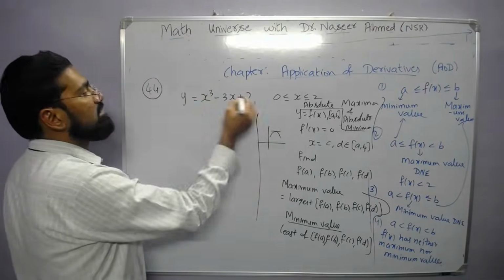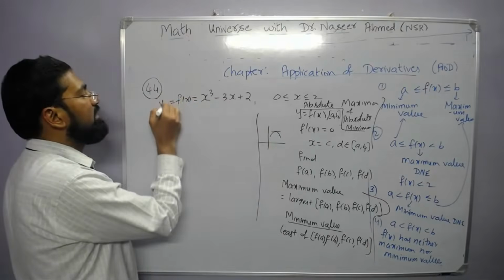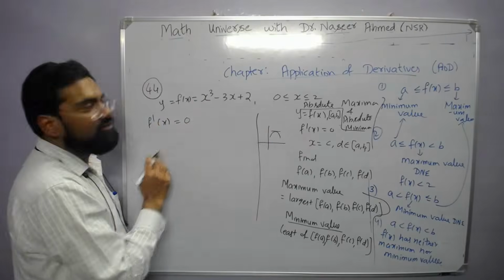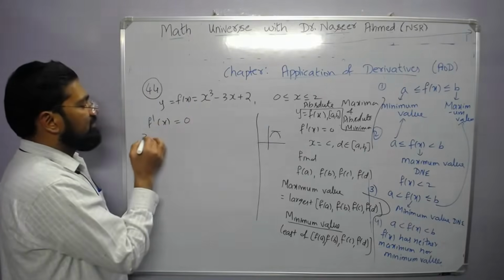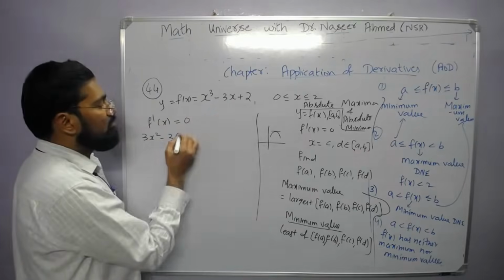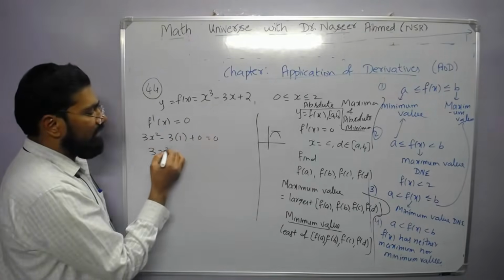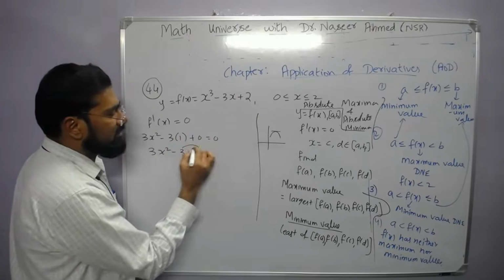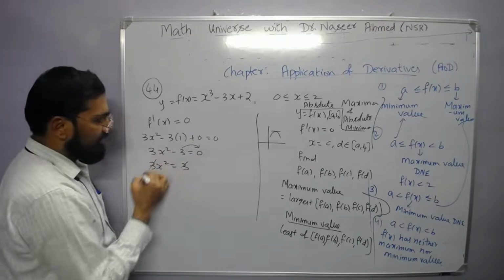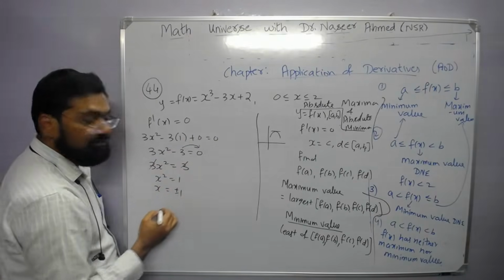This given question we can always say it is f of x, which is equal to y. So f dash of x we set equal to 0. The derivative of x cube will be 3x square. Then minus 3x will be 1, and 2 is a constant, so 0. We will have 3x square minus 3 equal to 0. Transpose here. We will have 3x square is equal to 3. 3 will get cancelled, or x square is equal to 1. x is equal to plus or minus 1.